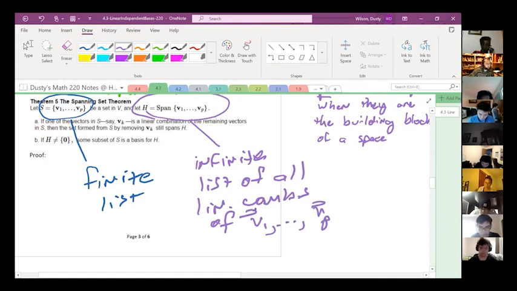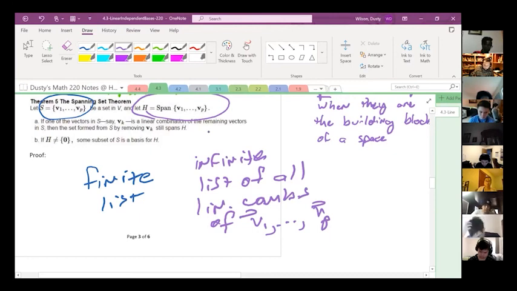So then we go on, and it says that if one of the vectors in S, say VK, is a linear combination of the remaining vectors in S, then the set formed from S by removing VK still spans H. And B, if H isn't equal to 0, some subset of S is a basis for H.